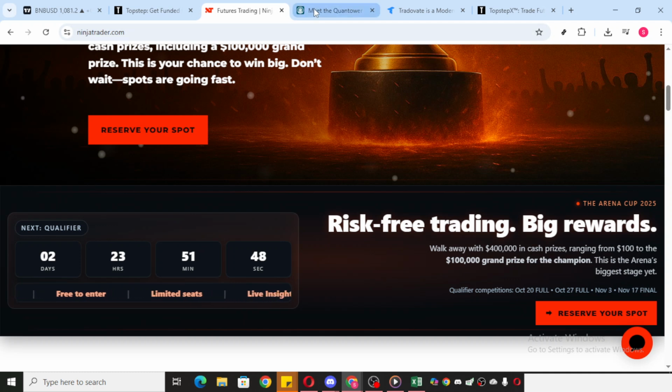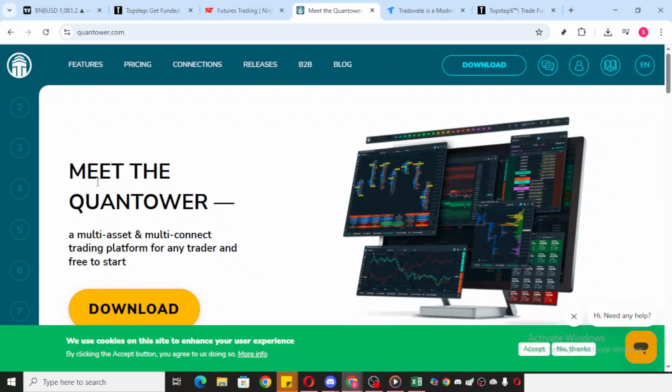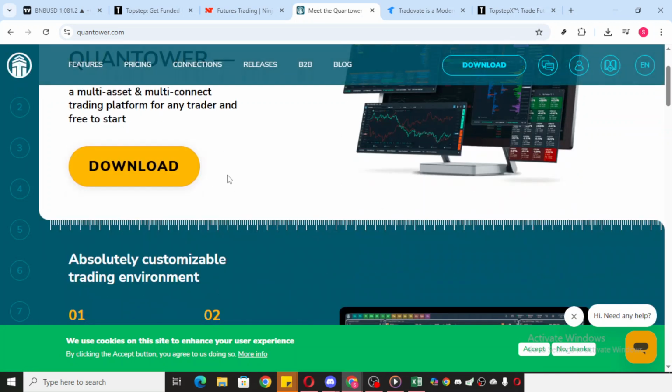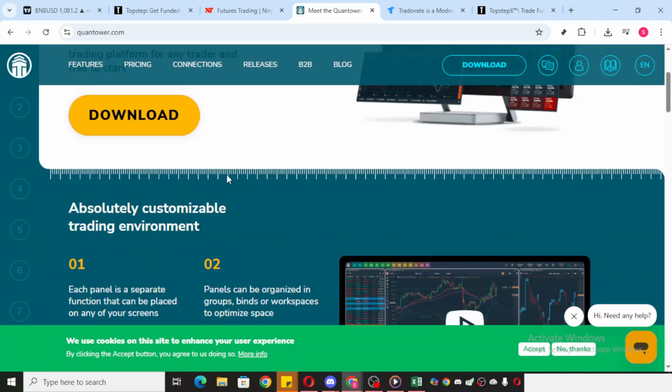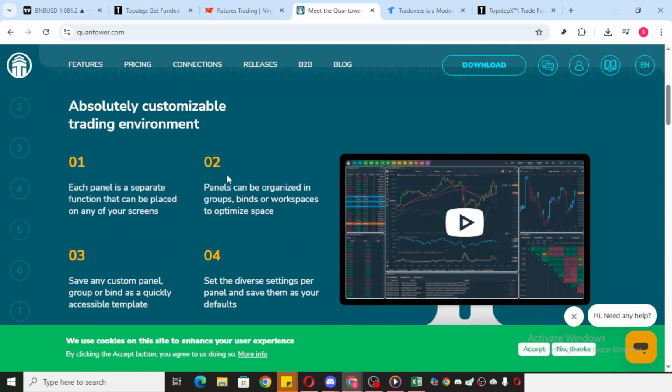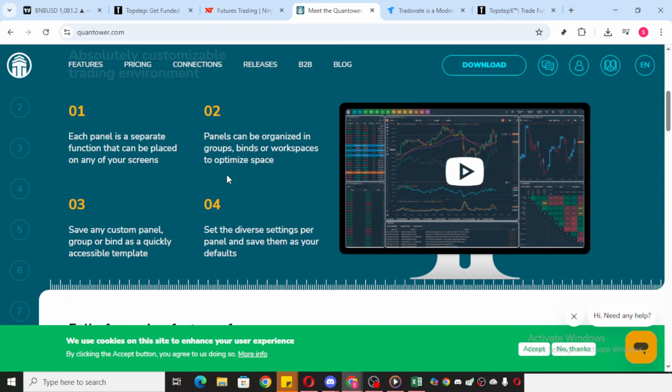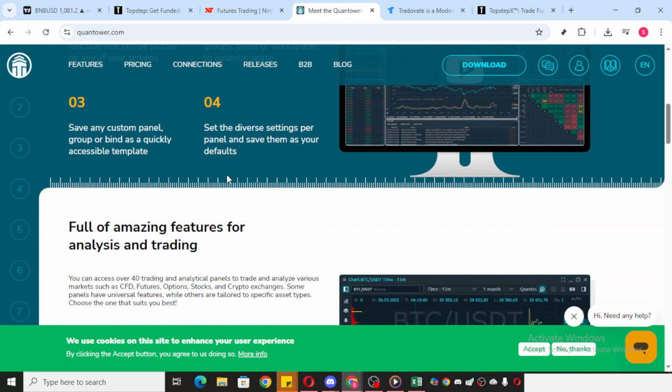Next, we have Quantower, a platform that might be intriguing if deep customization is what you're after. Quantower provides robust multi-asset support and professional-grade analytics, catering to those looking for a more tailored experience. However, it does come with a steeper learning curve. So, if you don't mind investing time in mastering the platform to fully utilize its customizable features, Quantower could be the right option for you.